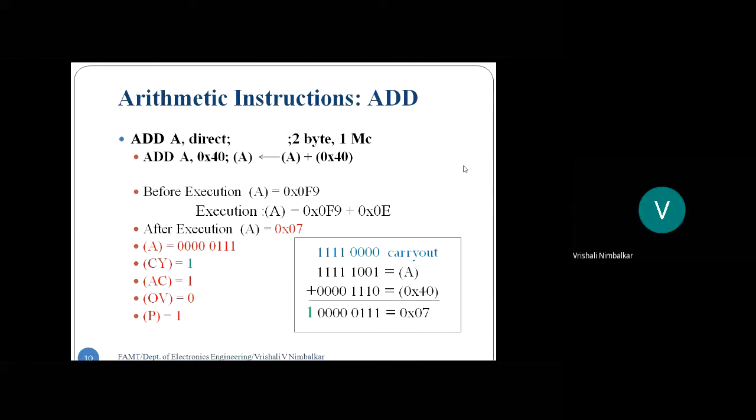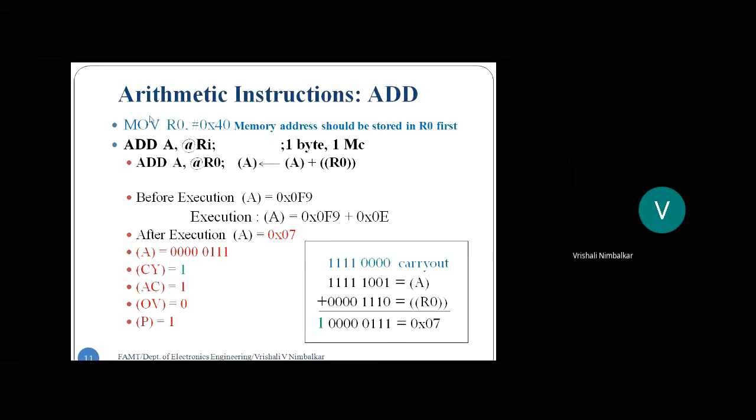Okay, let us go for the next. Indirect addressing mode, ADD A, @Ri. Ri means either R0 or R1. So example is ADD A, @R0. So see the execution, double brackets. Data pointed by R0 is picked up, added with accumulator data, stored back in accumulator. 1 byte instruction, 1 machine cycle. Okay, because accumulator is involved. So 1 machine cycle. Right?